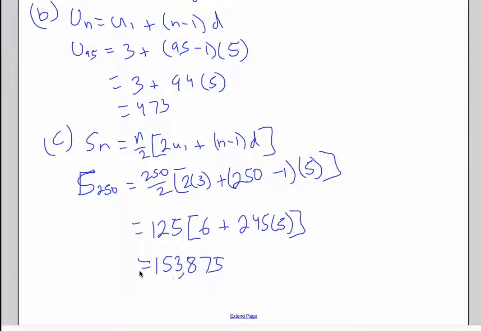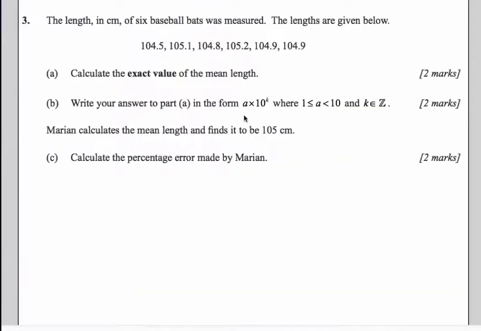153,875 exactly. Don't round that to three specific figures. Okay, next question. We're given six measurements of baseball bats. Find the exact value of the mean length. Okay, exact value means no rounding here.